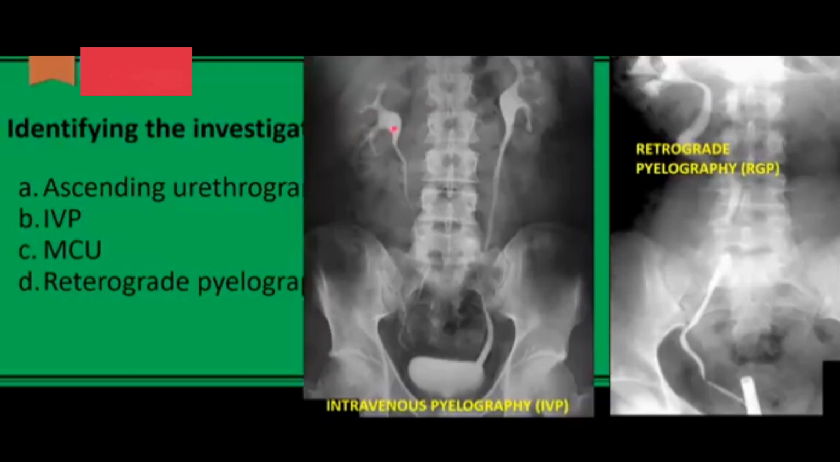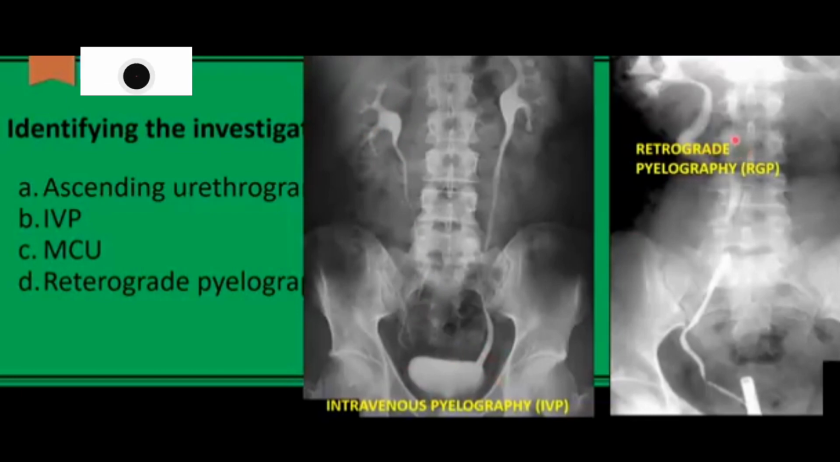So we would see opacification of the pelvicalyceal system. Now when the dye is given intravenous, it's intravenous pyelography. So from the vascular system, the dye will come into the kidneys during excretion. So we would see the dye from the kidneys, the ureter and into the bladder.